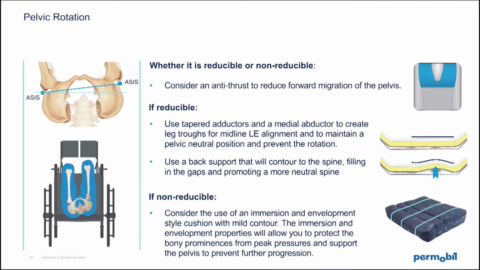And then again, the use of the back support that contours through the spine, filling in the gaps and promoting a more neutral spine, will in turn promote a more neutral pelvis. If it's non-reducible, definitely think of an immersion envelopment style cushion with a very mild contour. That immersion envelopment property will allow you to protect their bony prominences, plus support the pelvis, preventing any further progression into a rotation.